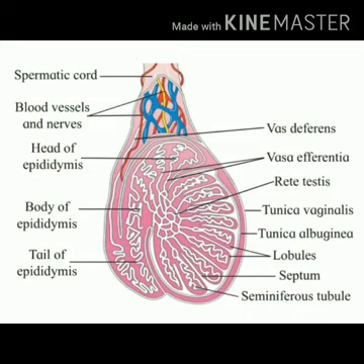Internally, longitudinal section of testis shows lobules. These lobules are 200 to 300 in number, showing highly coiled ductules. Ductules containing lobule are called seminiferous tubules. These seminiferous tubules are separated by septum.